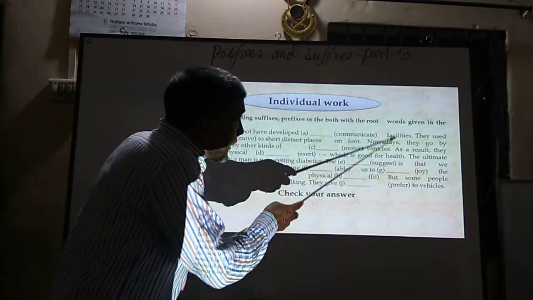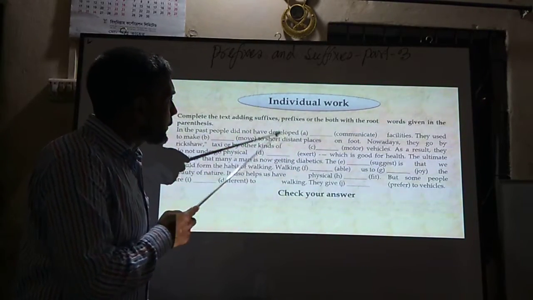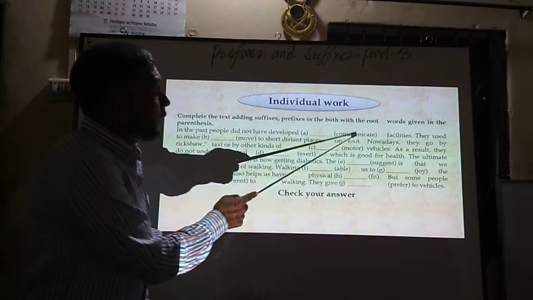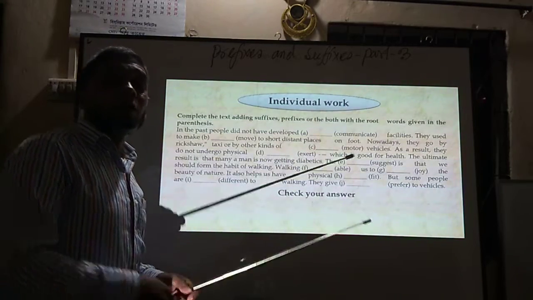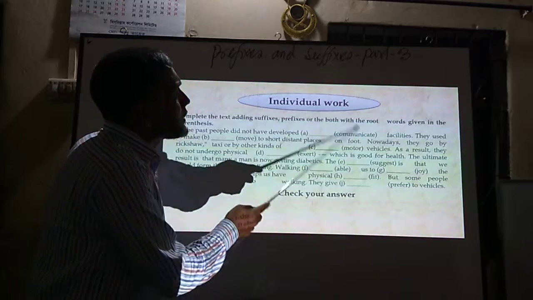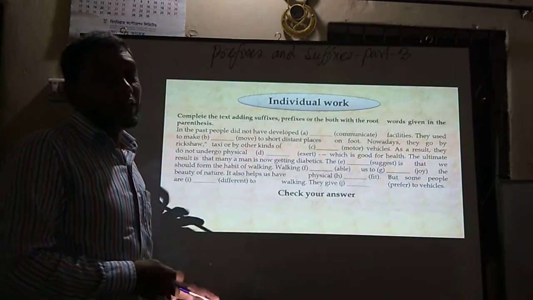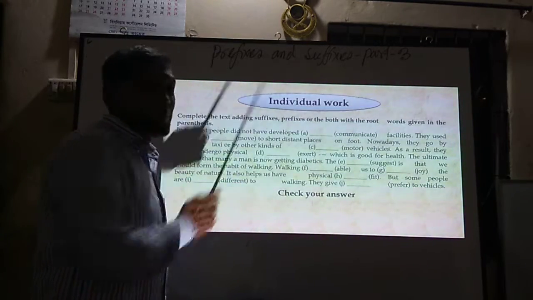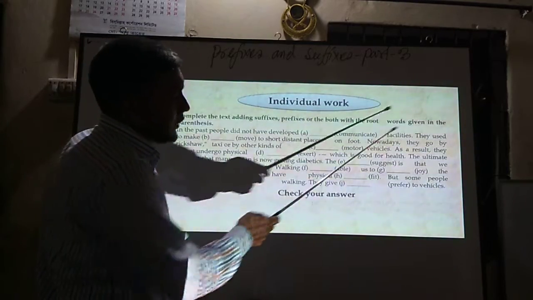I am giving you the analysis of this passage. That means, they develop, if it becomes an adjective, so this place is for a noun, but in the bracket the word is given as a verb. So what will be my duty? My duty will be to change the word into a noun, then my answer will be right. So just think now what will be the noun form of communicate. I will give you the answer later.